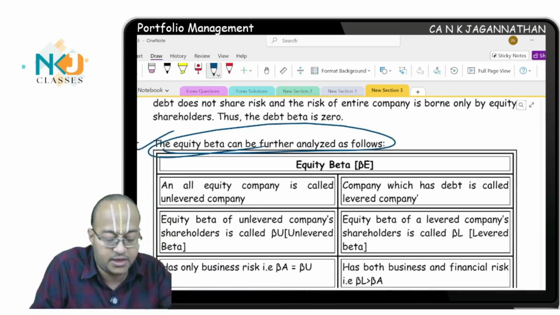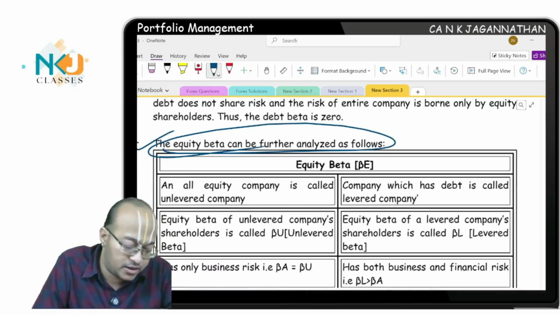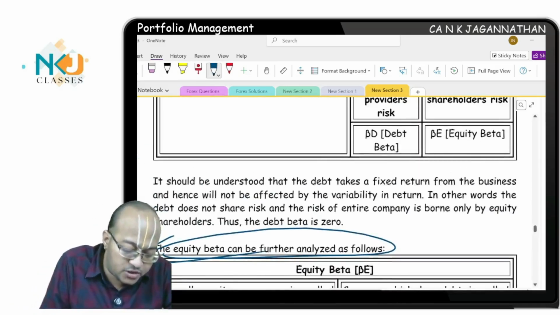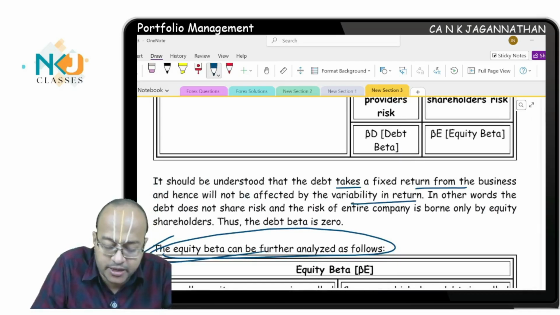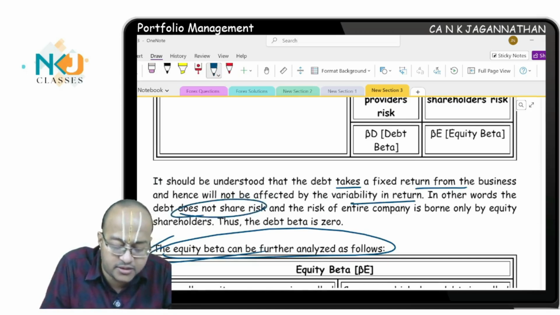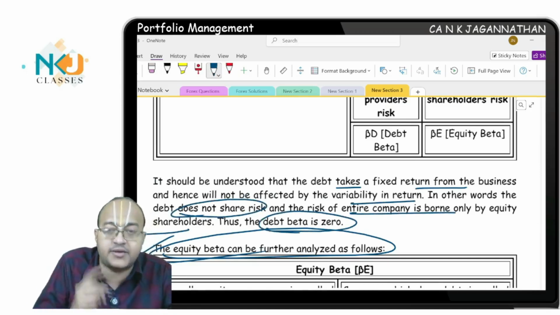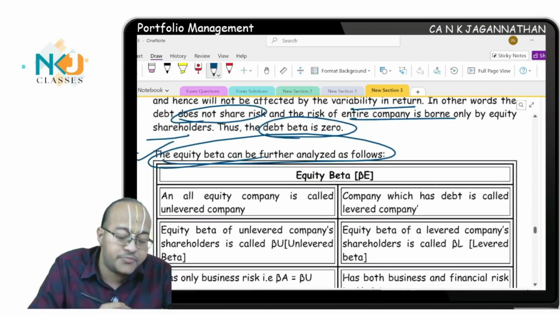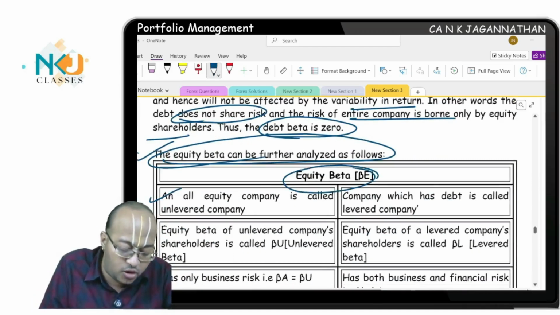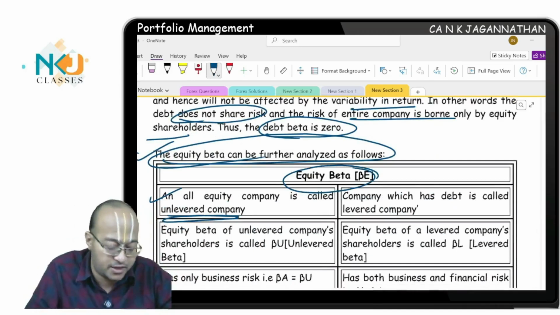Now you will understand. The equity beta can be analyzed further. It is to be understood that the debt takes a fixed return from the business and hence it will not be affected by the variability in return. In other words, the debt does not share the risk, and the risk of the entire company is borne by the equity shareholders. Thus, the debt beta is 0. The equity beta can be further classified, and an all equity company is called an unlevered company, where there is no leverage.